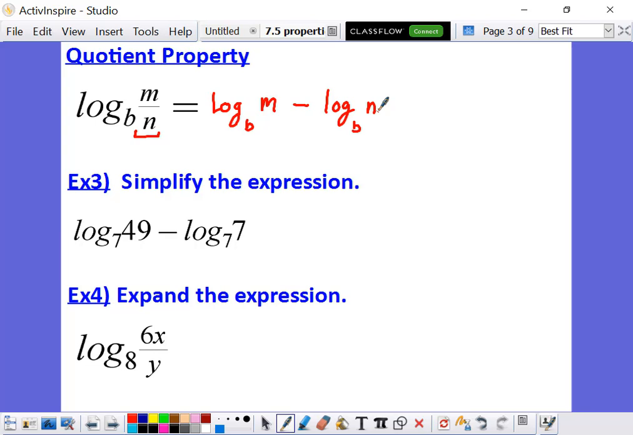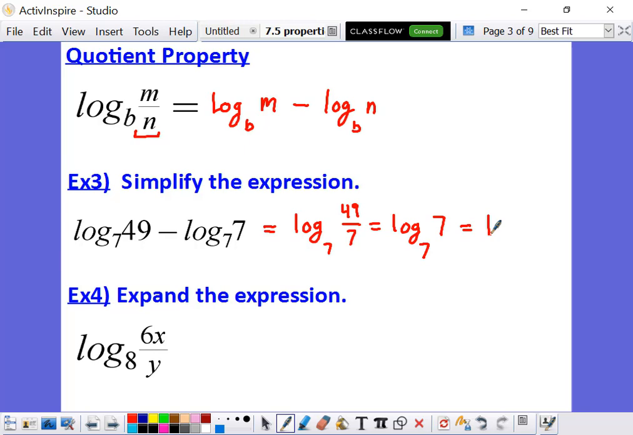So for example, if we wanted to combine those two logs together into one, we could do log base 7 of 49 divided by 7. And then if I wanted to actually divide that out, I could say log base 7 of 7. 49 divided by 7 is 7. And there's one of those basic properties we saw at the very beginning, is when we take the base and this number are the same, we can replace that with 1. So this just equals 1.